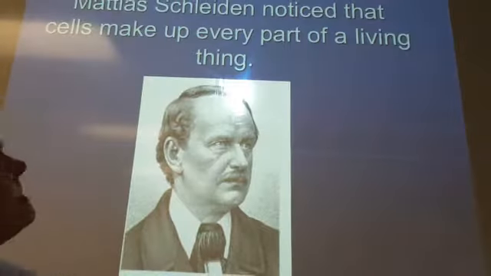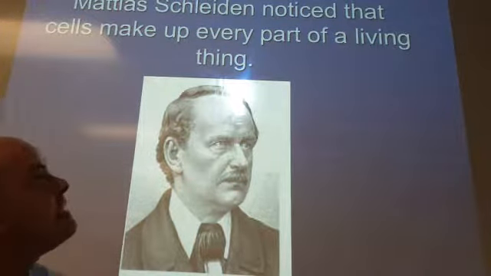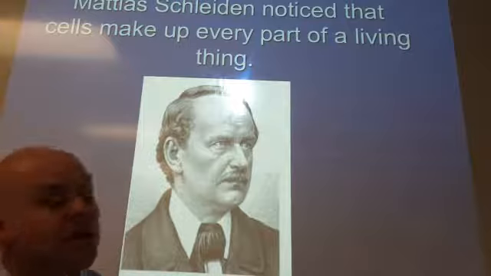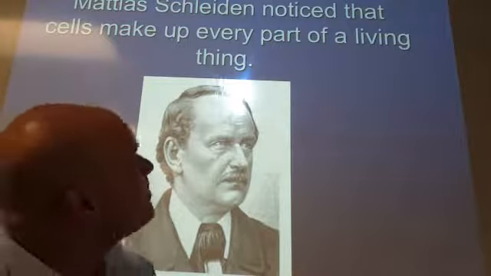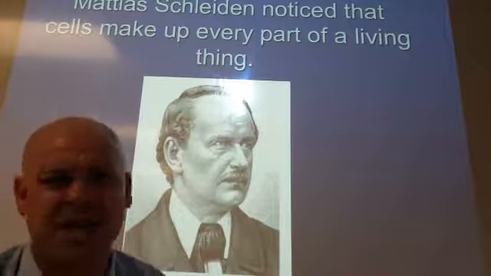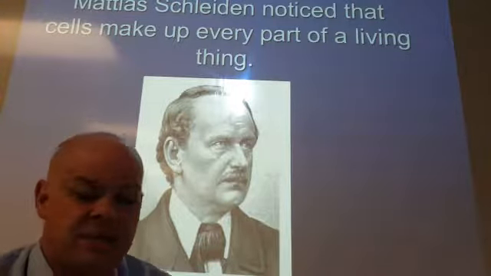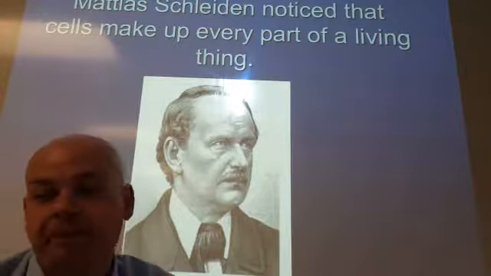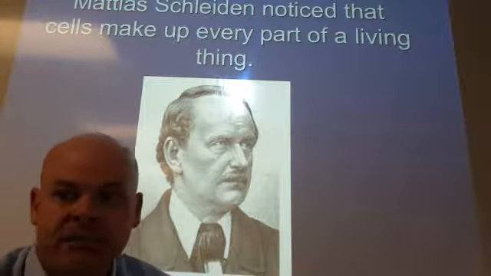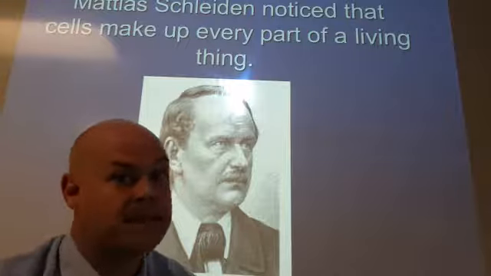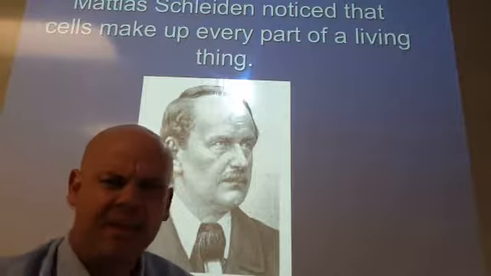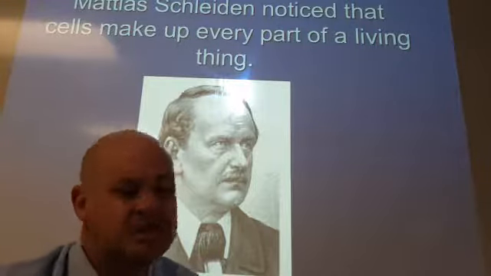So we've got Matthias Schleiden, a German botanist. He says that cells make up every part of a living thing. So this is really kind of where it starts. It started with Schleiden, and he was a lawyer actually. He was a lawyer, decided that he didn't like law school and didn't like practicing law, and decided he liked plants. He was way more interested in plants, so he made that his living.